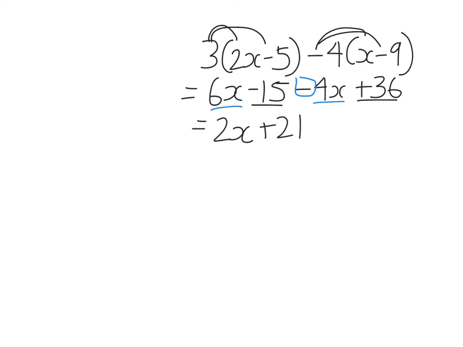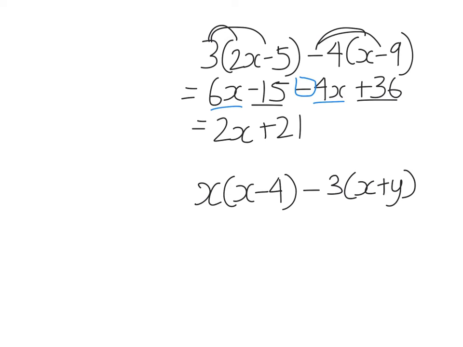Sometimes you need to expand brackets where you have a couple of variables. So let's try this one here. Where we have a variable outside of the brackets, we don't do anything differently. We distribute it to the first term. Now, x times x is not 2x, it's x squared. And then we distribute the x to the negative 4. So x times negative 4 is minus 4x. Okay, then we do the same here.